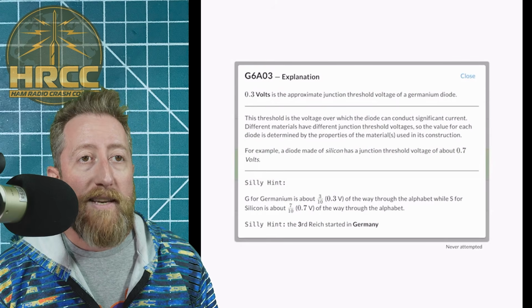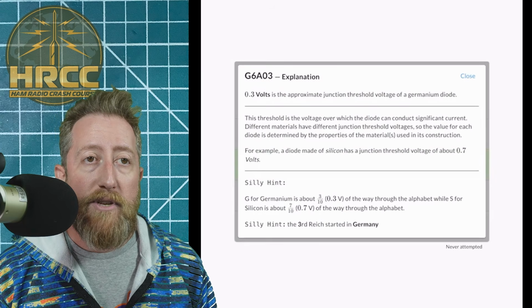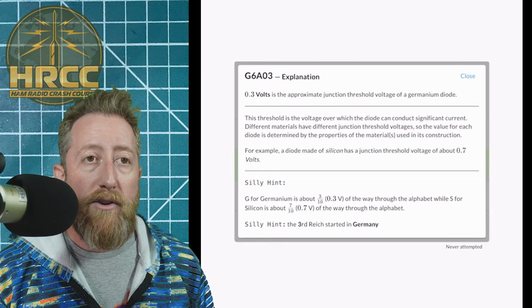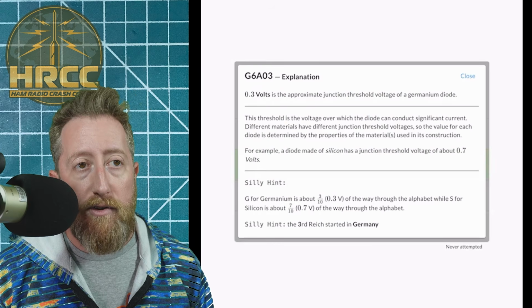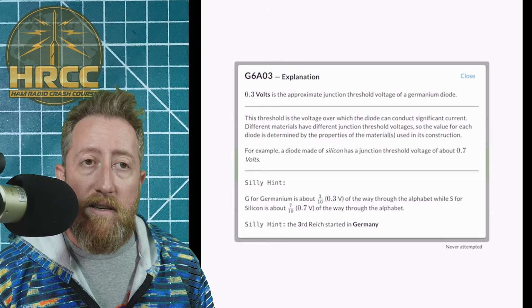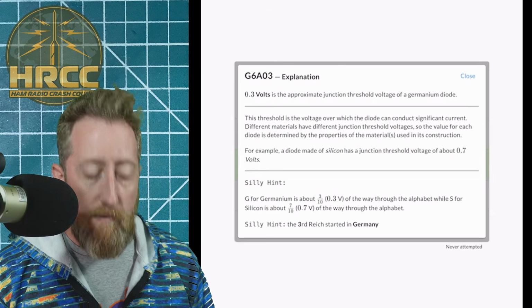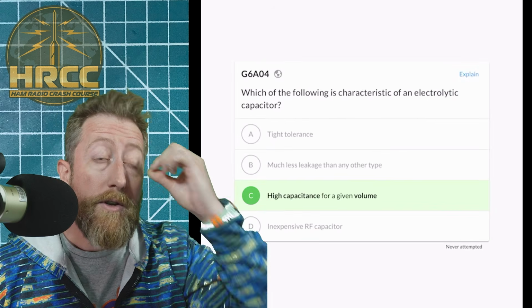This threshold is the voltage over which the diode can conduct signal current. Different materials have different junction threshold voltages, so the value of each diode is determined by the properties of the material used in the construction. For example, a diode made of silicon has a junction threshold of about 0.7 volts. Keep in mind, you can blow these things up if you give it too much voltage, so that's one of the reasons why you want to make sure you're within range.